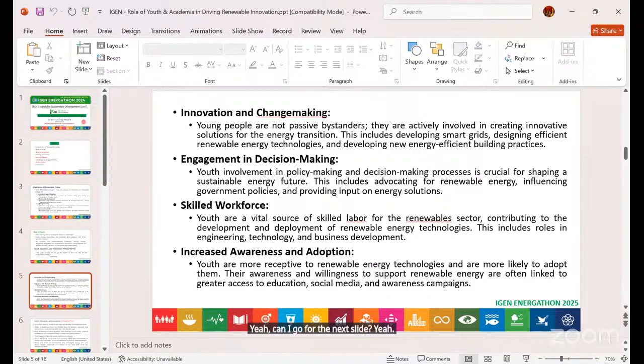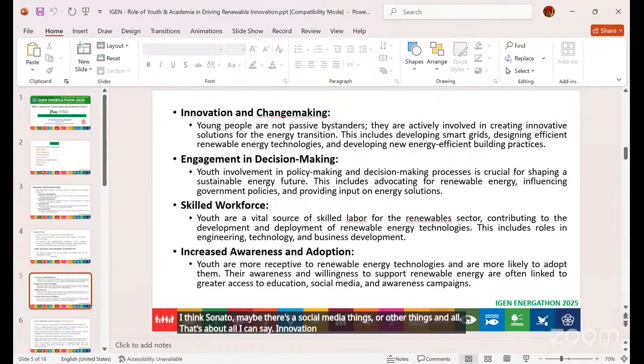What they can do is innovation and change making, engagement in decision making, skilled workforce, and increased awareness and adoption. Take innovation: they may have so many ideologies and thoughts. What we need to do is identify those people, and ask them how it can be implemented. That means engaging them with their work, not with social media or other distractions.